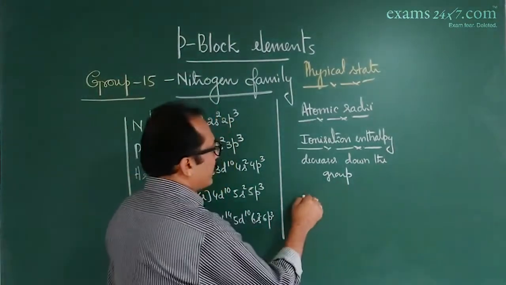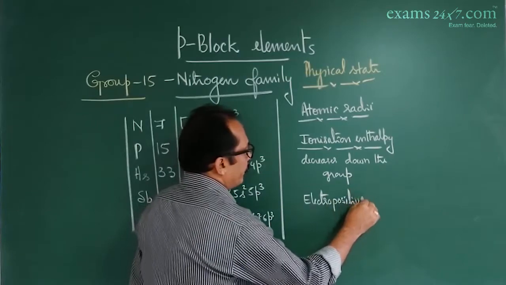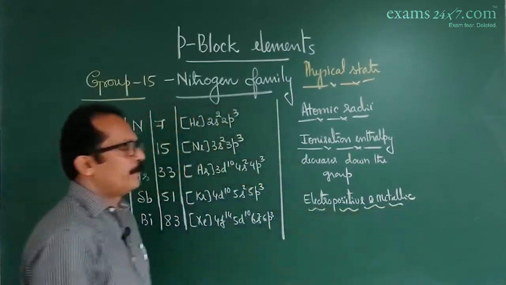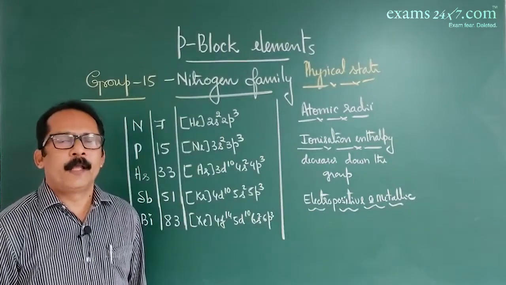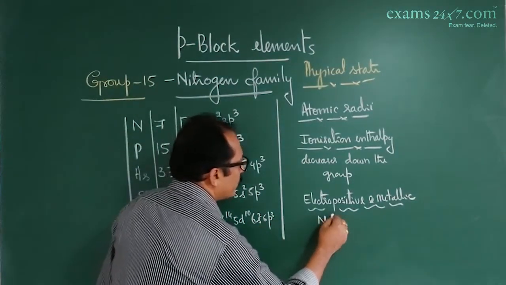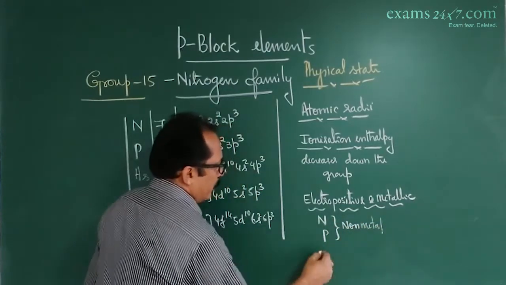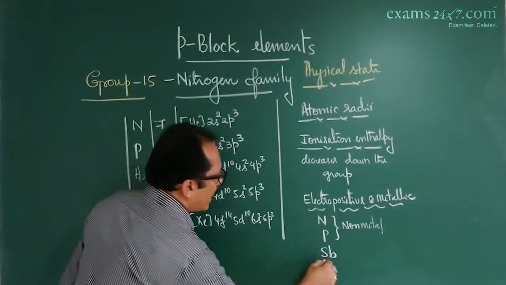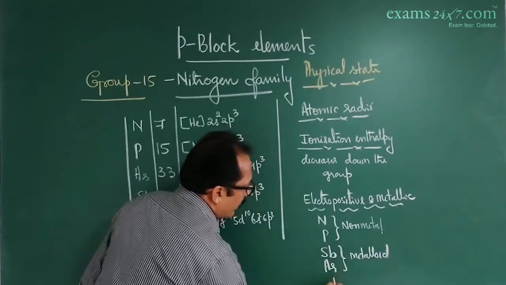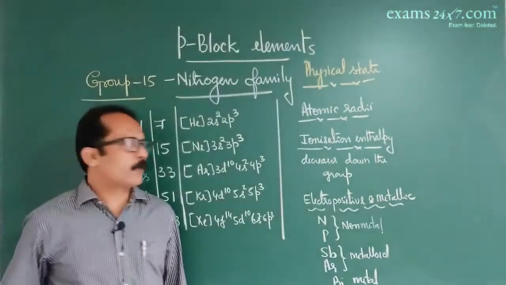Next, electropositive character and metallic character. Down the group, electropositive character increases as well as metallic character. Therefore, the first two elements, nitrogen and phosphorus, are non-metals. Next, arsenic and antimony are metalloids. Last one, bismuth, is a metal. So this is about electropositive and metallic character.